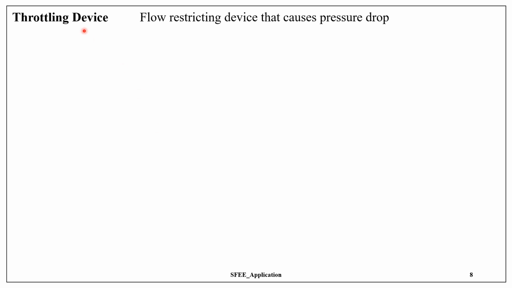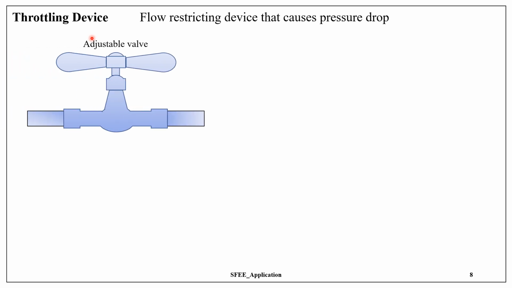So the next device is the throttling device. So what is this throttling device? It is a flow restricting device that causes pressure drop. It restricts the flow, which is accompanied by a pressure drop. And the schematic is nothing but an adjustable valve.